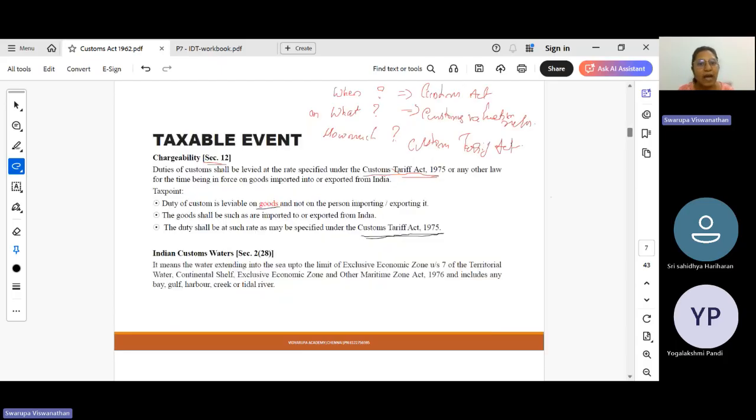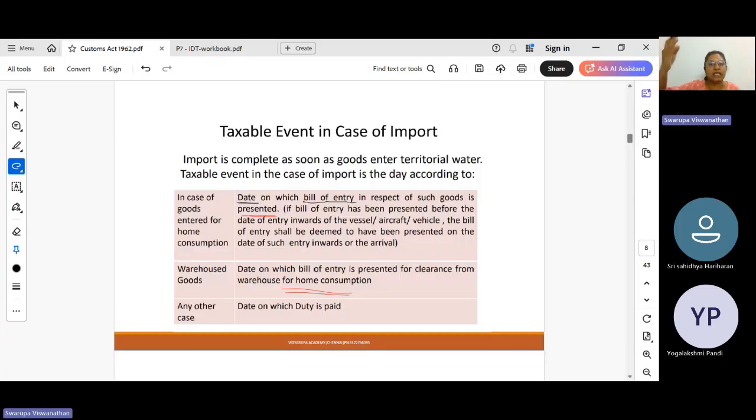In import, the chargeability happens as soon as the goods enter our territorial water. Then immediately the provisions of the Customs Act are applicable. But we cannot collect the tax while the goods are still in the water. It has to reach our land base in order to collect the tax. So when the goods are presented for clearance for home consumption, that is the time when the tax will be calculated and paid. So it is the date on which the bill of entry is presented for home clearance.